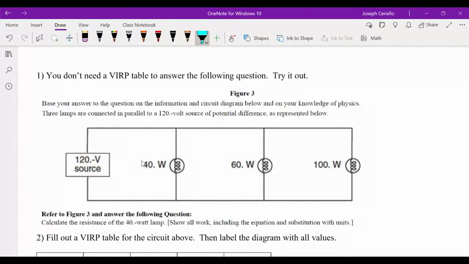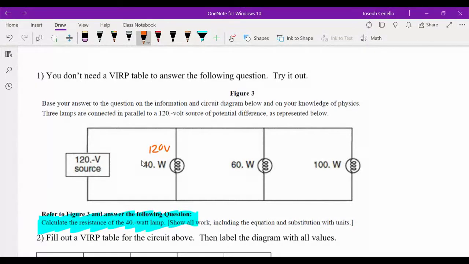All right, so we got a question here. So this question here, you actually do not need to do a whole VIRP table to answer, but it can be helpful. So calculate the resistance of the 40 watt lamp in the circuit here. So you should notice that this circuit is set up in parallel. If this is set up in parallel, what's the voltage of the 40 watt lamp?